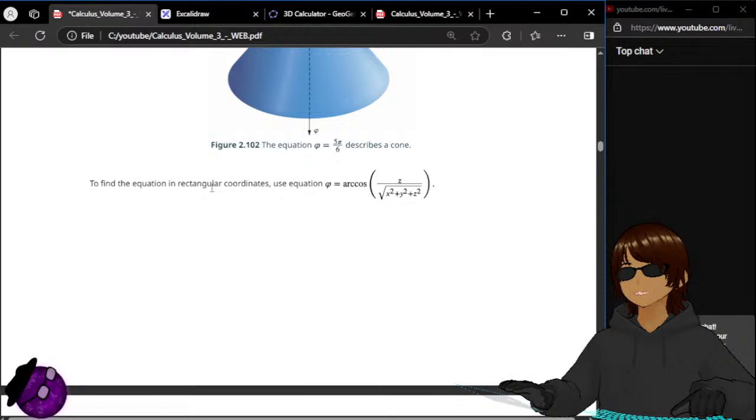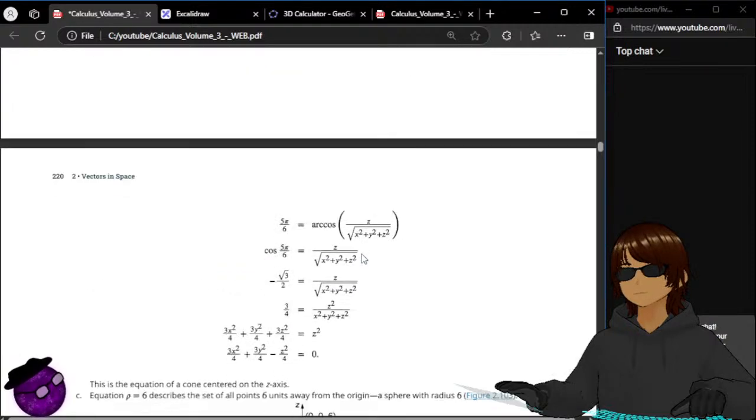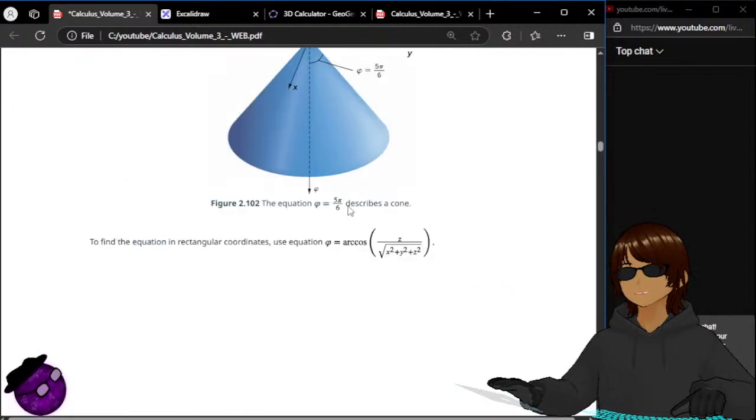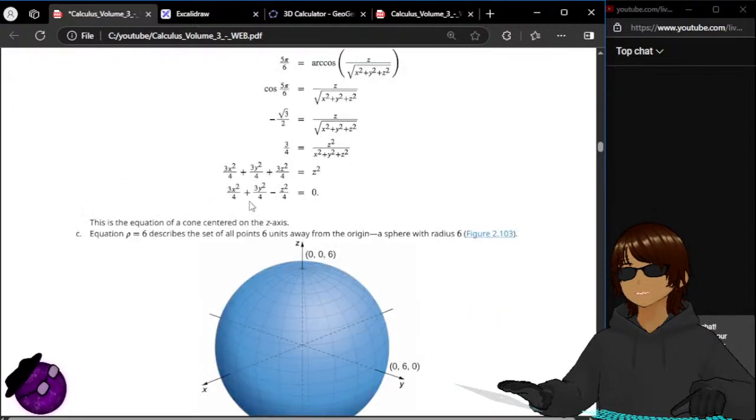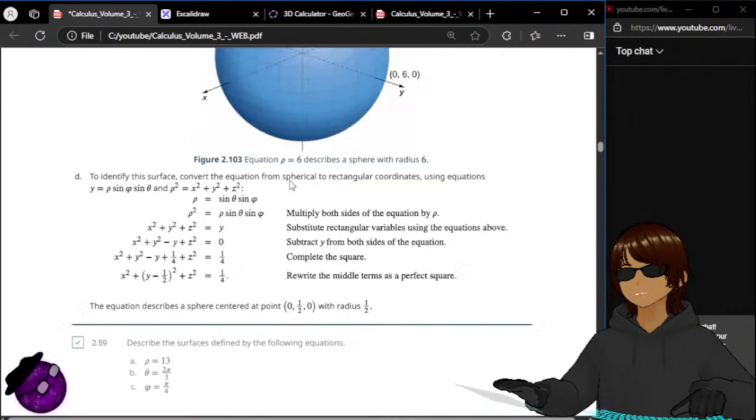To find the equation in rectangular coordinates, we use the equation phi is equal to arccos of z over the square root of x squared plus y squared plus z squared. I'm guessing this is the equation of this. And the last one describes a sphere centered at 0, 1/2, and 0 with radius 1/2.